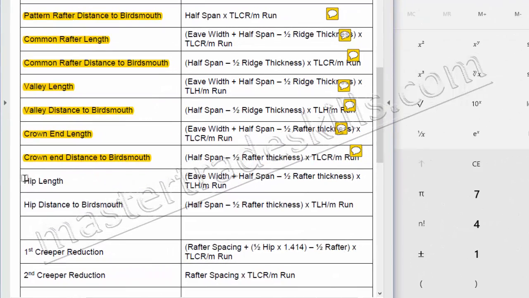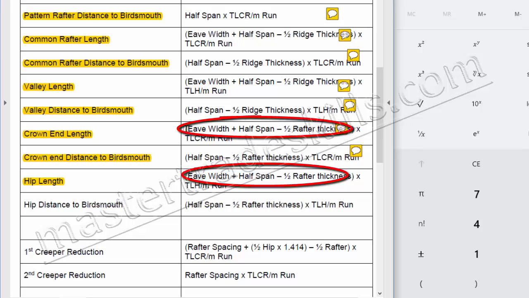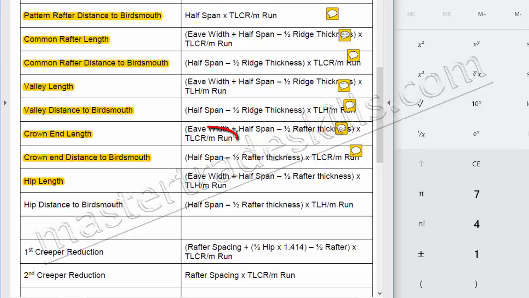The next calculation is for the hip length. When you look at this calculation for the hip length, it's the eave width plus the half span minus the half rafter thickness. So that's the run for the hip. And what you'll notice is the run for the hip is identical to the run for the crown end. So once you determine the run for the crown end, you can use that same run to determine the length of the hip. The only difference being that instead of multiplying it by the true length of common rafter per metre run for the crown end, if you're determining the hip, you multiply the run by the true length of hip per metre run.